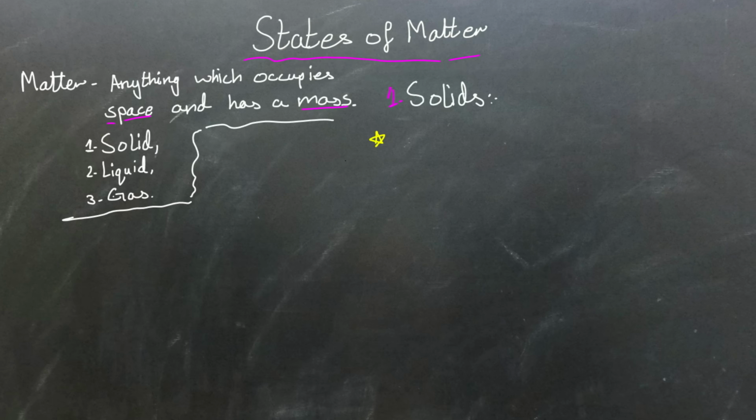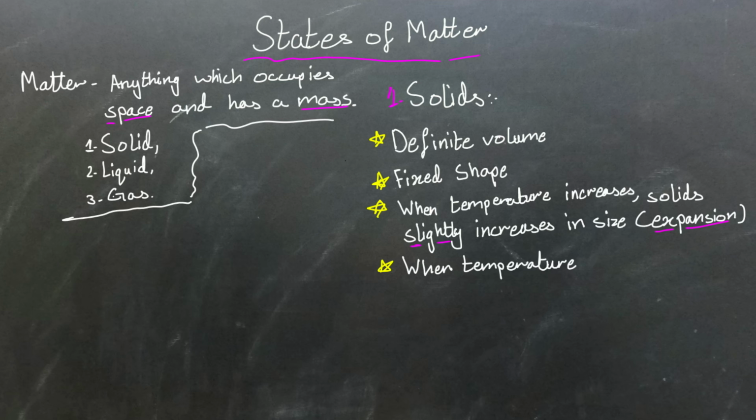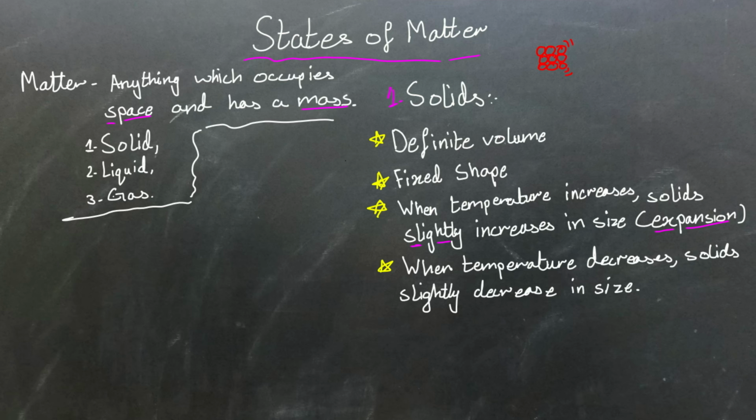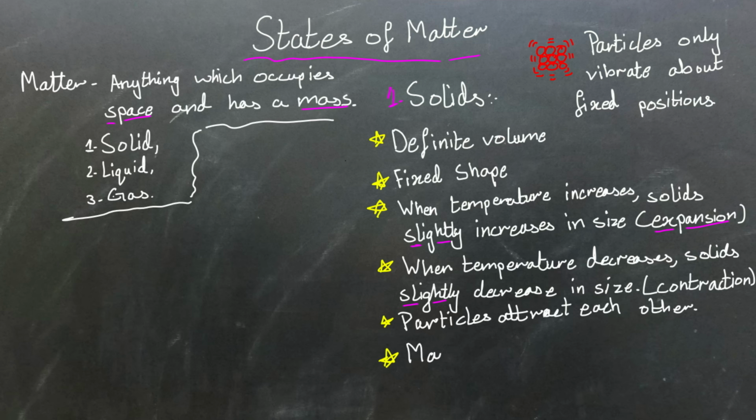Solid. A solid has a definite volume and shape at a given temperature. However, when heated, a solid slightly increases in size. This is called expansion. And when cooled, it slightly decreases in size. Contraction. The particles in a solid vibrate about fixed positions. In solids, the particles attract one another due to strong forces of attraction that hold them close together. Many solids form crystals.